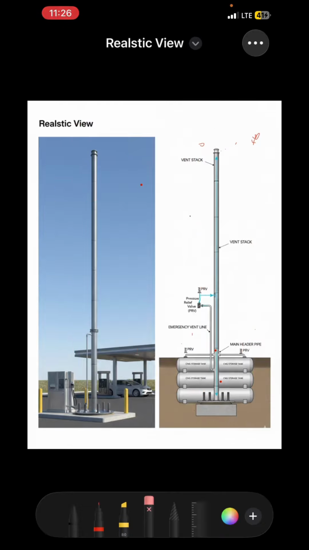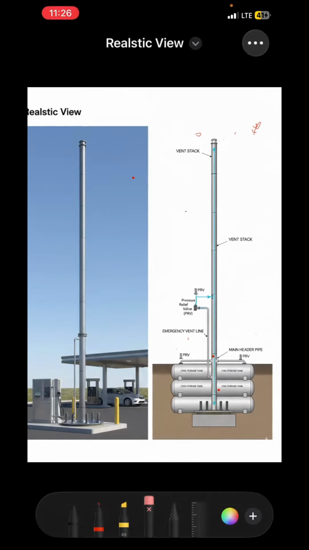Now the point of this vent stack is that it helps the entire gas station to burp, to belch, when there's pressure build up. You know pressure. If you put gas inside a tank, the problem you have is pressure. So it serves the purpose of safety. Okay, too much pressure build up is a bad thing.